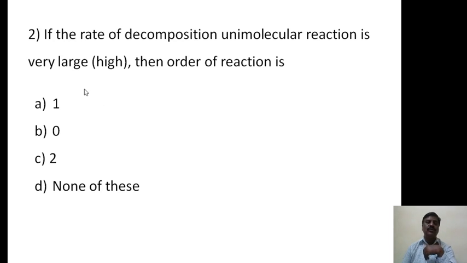Then the second question: if the rate of decomposition of a unimolecular reaction is very large, then the order of the reaction will be which one? At high pressure, it will be a zero order reaction. Therefore, the answer for this question is the B option, that is, zero order. Therefore, the answer for this question is B option.